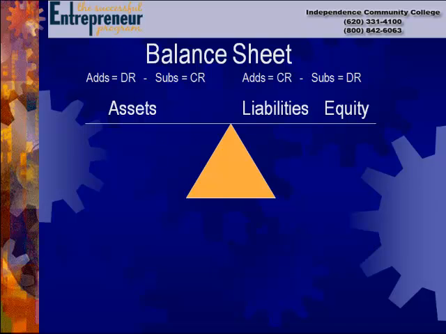We can think of this equation as a balance bar on a fulcrum with our assets on the left of the fulcrum and our liabilities and equity on the right. The assets on the left are always equal to the sum of the liabilities and equity on the right.